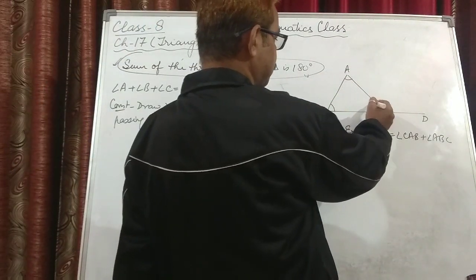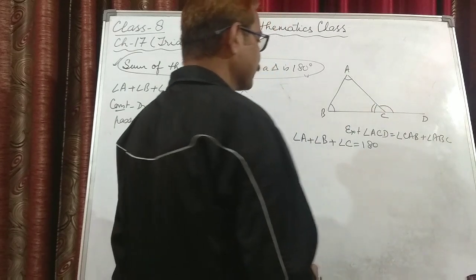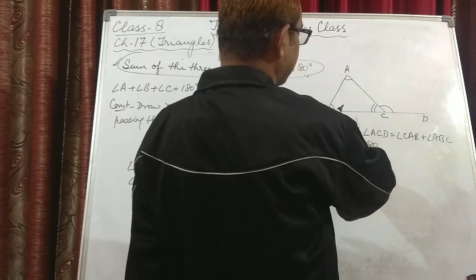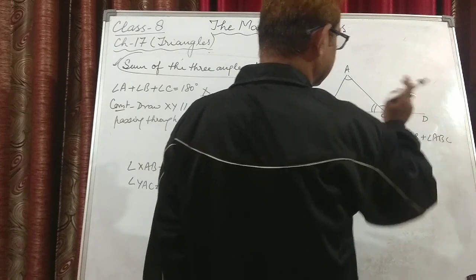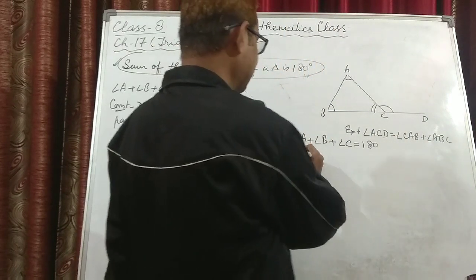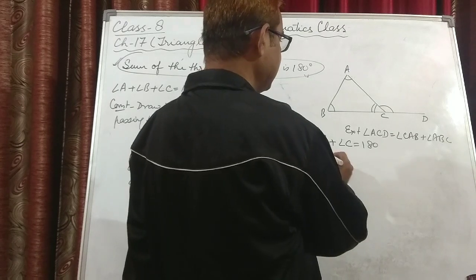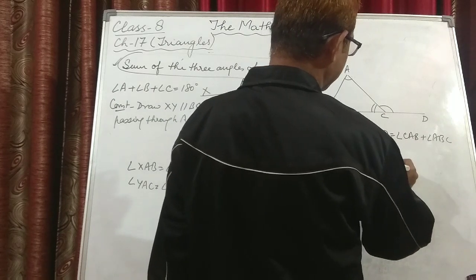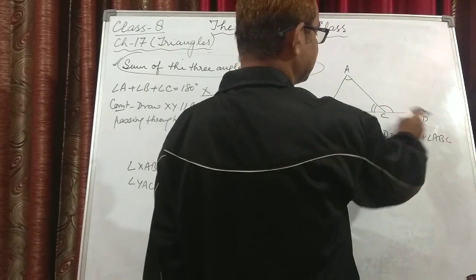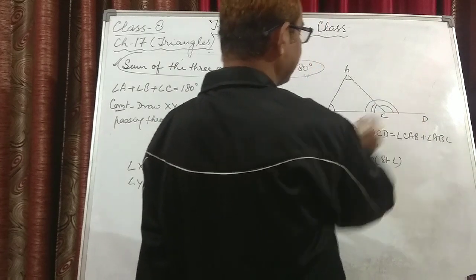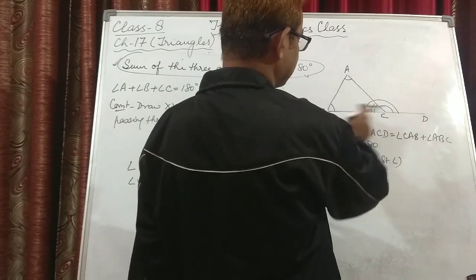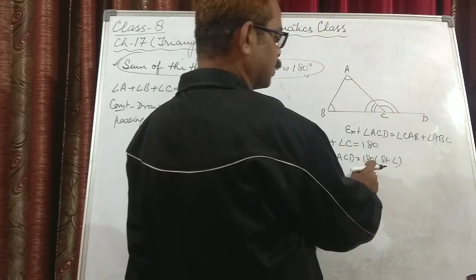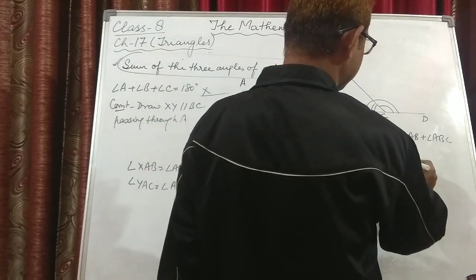So A plus B plus C is equal to 180 degree. Now we know that angle ACB plus angle ACD is equal to 180. Why? Because BCD is a straight angle. This total angle is 180 degree, and that is a combination of ACB and ACD. So that is why the sum of these two is equal to 180. This is equation number 1. This is equation number 2.